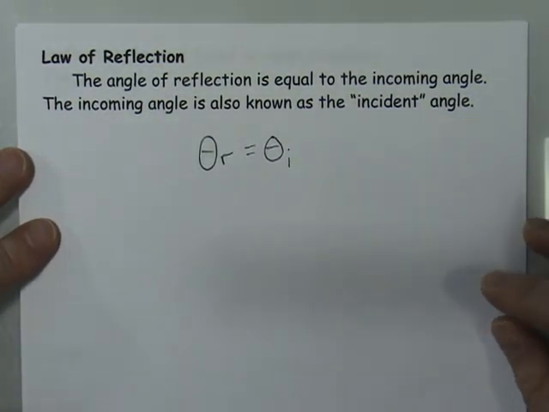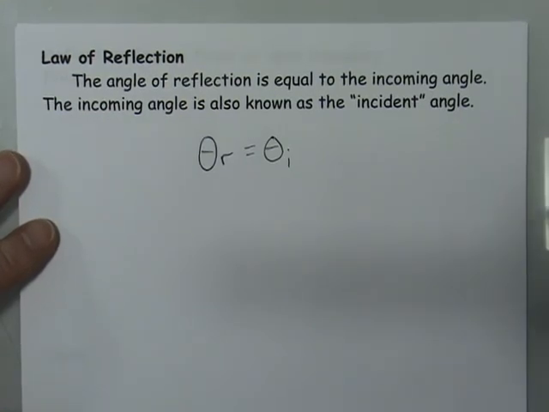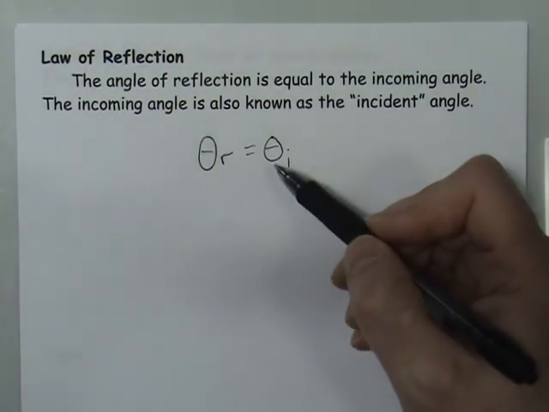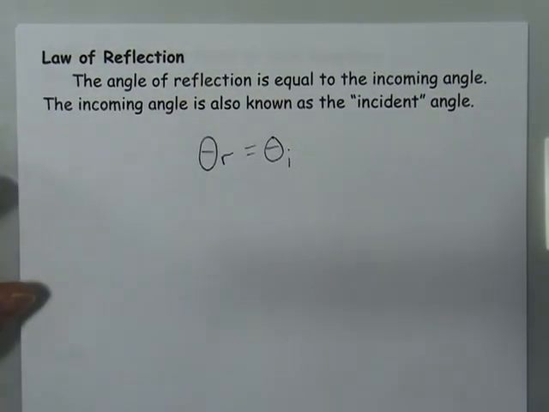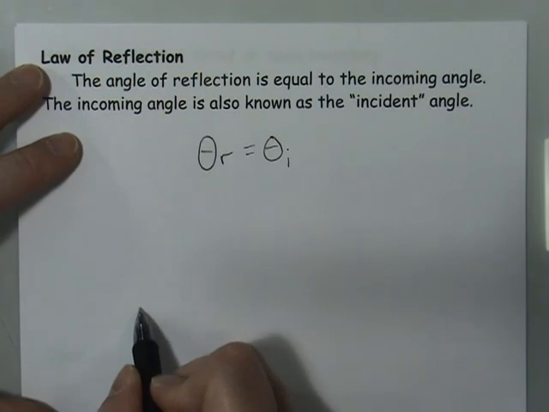So unlike Snell's law, which is kind of a complex trigonometric function, this one is very simple. This angle equals this one. There's really no math that even could be done with this law of reflection. Let's take a look at what it physically looks like.